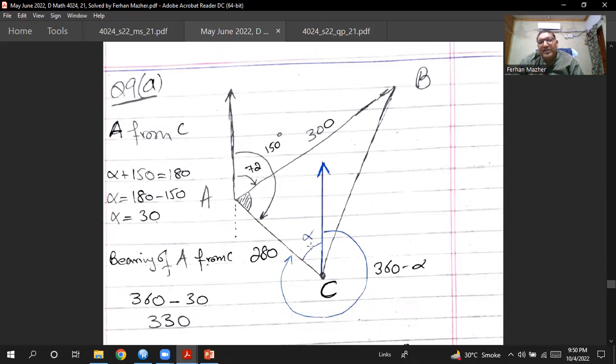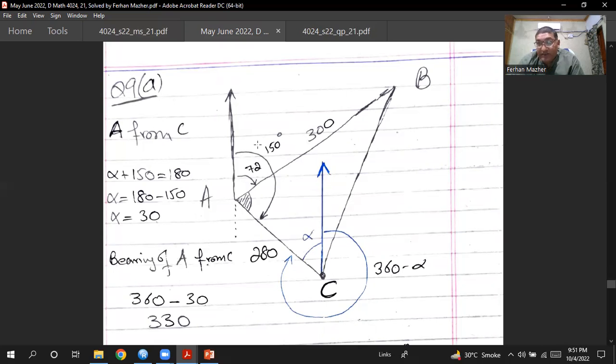That angle is 150. So how much will this angle alpha be? Because these two norths are parallel to each other, alpha and this 150 are allied angles of parallel lines. So they will be supplementary to each other. This sum will be 180. So alpha plus 150 equals 180, so alpha will be 180 minus 150. So the value of alpha will be 30.